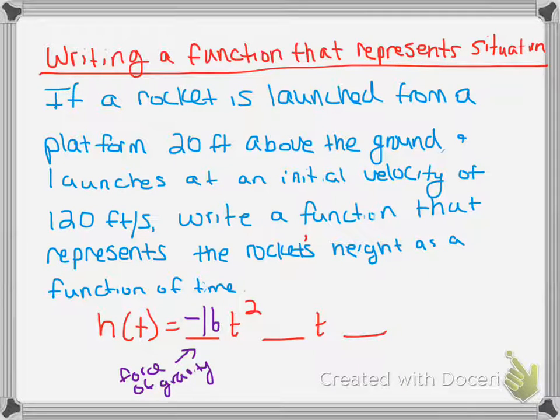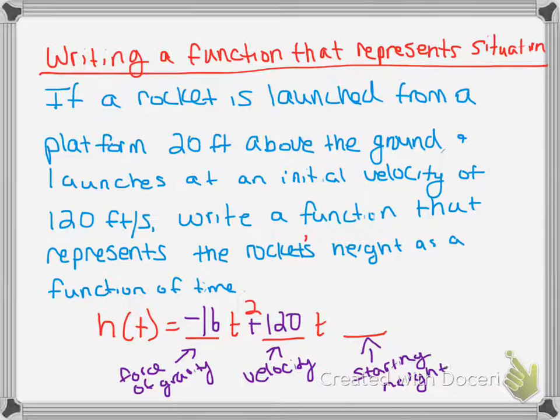The second term, the t term, what we call the linear term, in this case, is always the velocity. So whatever your velocity is, you put it in front of the t. So here it is positive 120. And then at the end, that is your starting point, your starting height. So in this case, your starting height is 20 feet. And it's above the ground, so it's positive 20 feet.